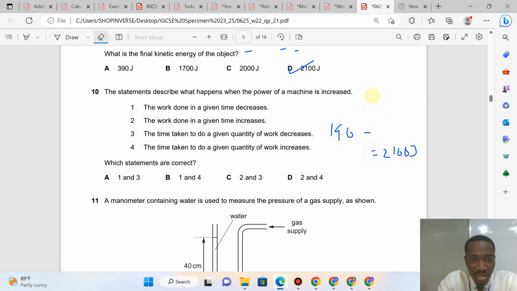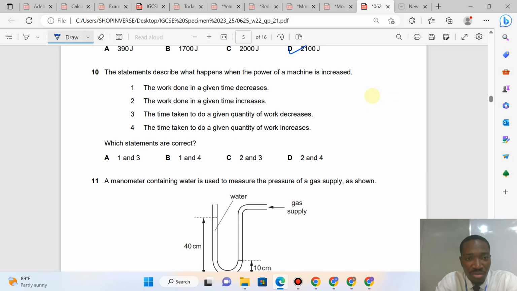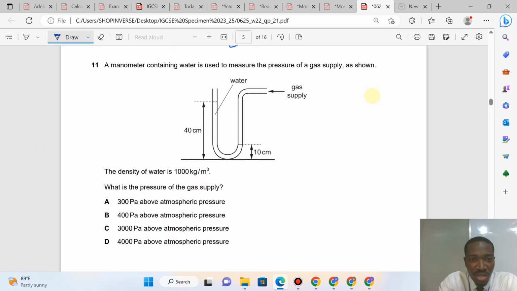The statement describes what happens when the power of a machine is increased. Number one, work done in a given time decreases. No. Work done in a given time increases. Yes. The time taken to do a given quantity of work decreases. Yes. The time taken to do a given quantity of work increases. No. Only 2 and 3 are correct. That is option C. We go straight to question 11.